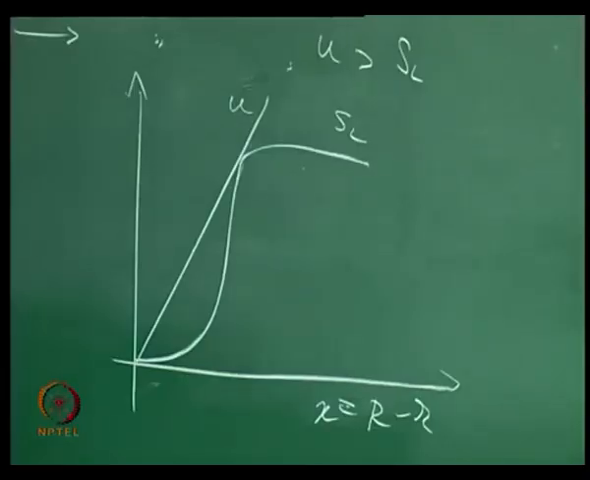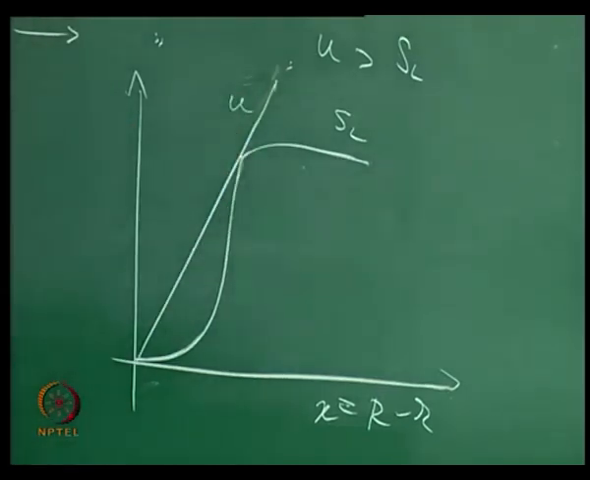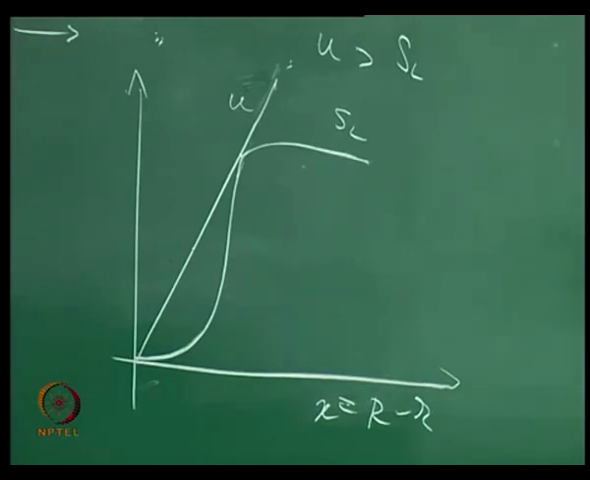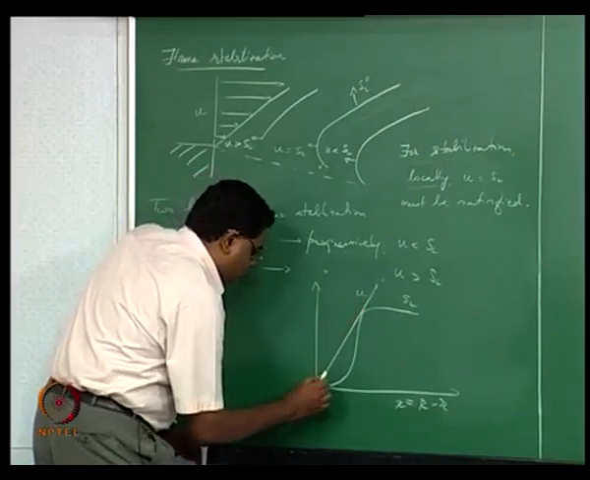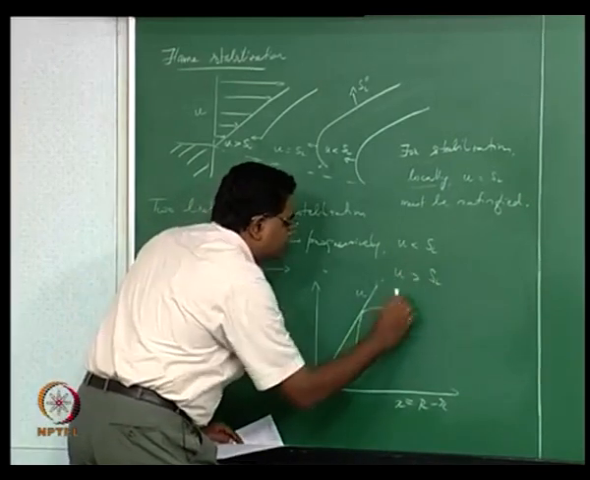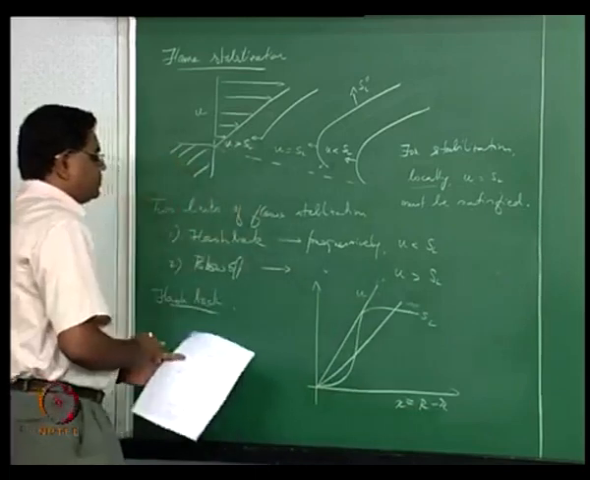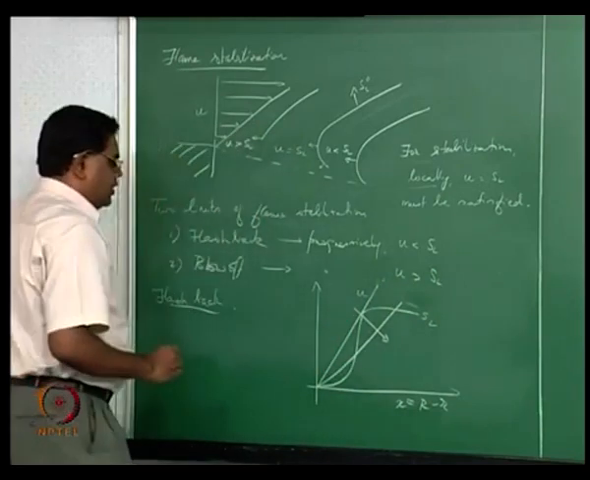So we are looking for a match that would give rise to a situation where we have a u that is at the most equal to SL. Now, if you try to decrease your velocity, you are not going to be able to satisfy this match anymore, and you're going to have a condition where, let's suppose this is SL, the u decreases, and that leads to a flashback.